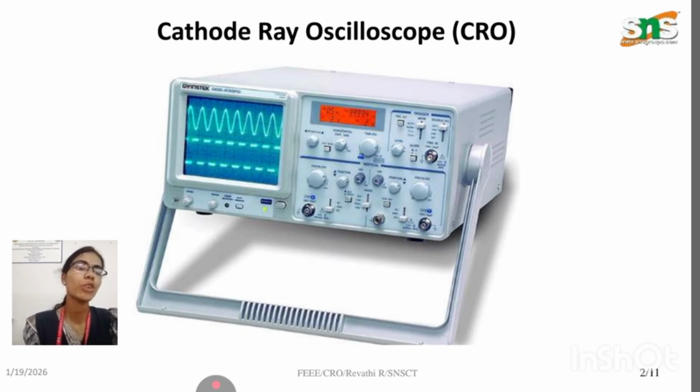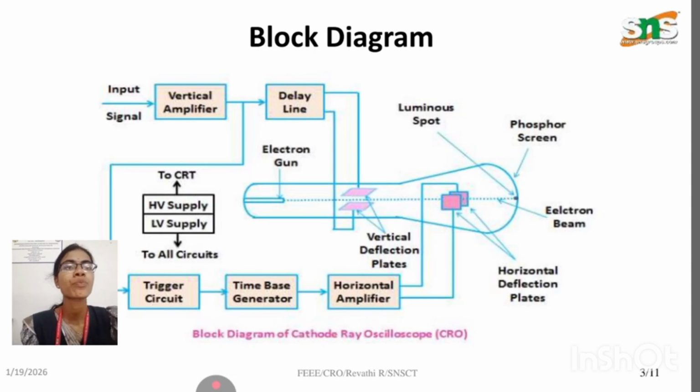For the given input, we can measure the output waveform in the CRO, which is used as a display device. The basic block diagram of the CRO is that the input signal is given across the vertical amplifier. An amplifier is a device which is used to amplify a weak input signal. By amplifying the weakened signal, we get the strengthened signal. That process is known as the amplification process.